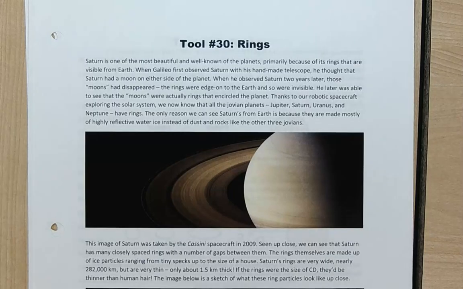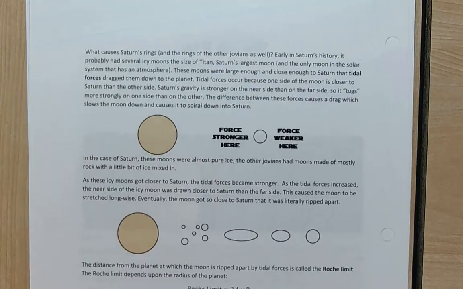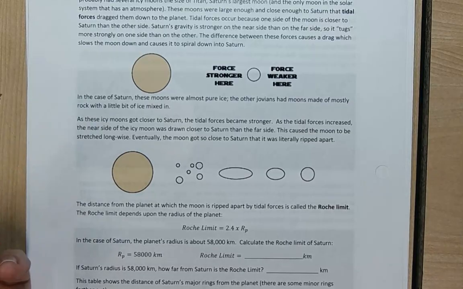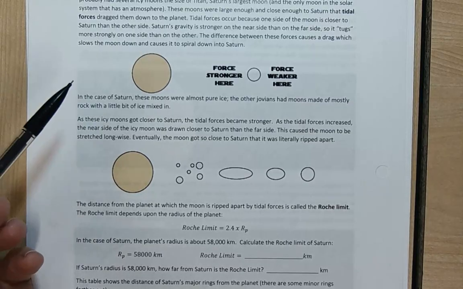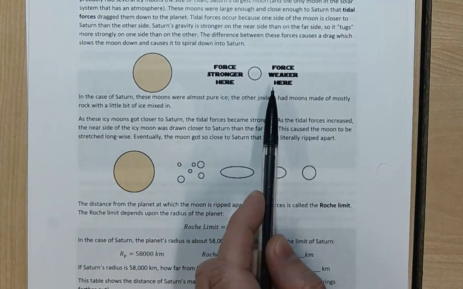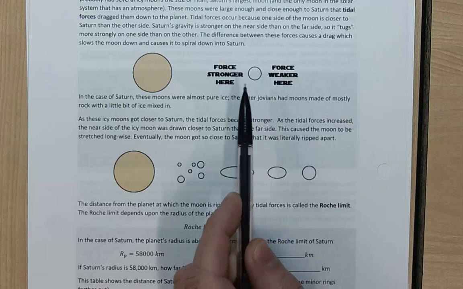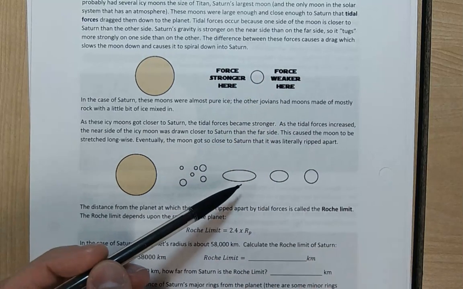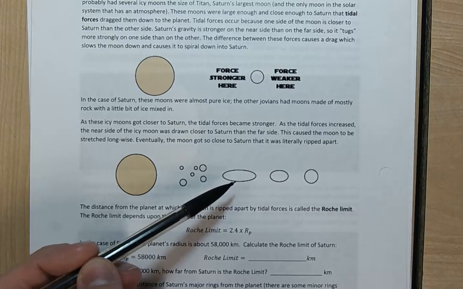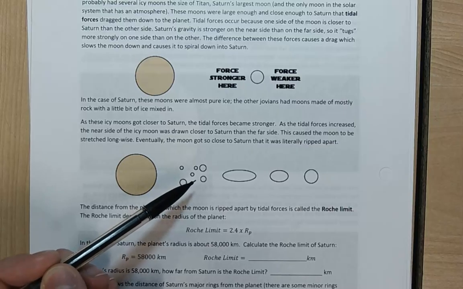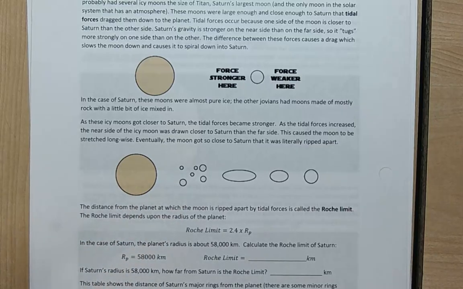Since you've read this and you've read this, the short answer is that when you're really close to a planet, the gravity gets stronger. And if the gravity gets stronger, then the difference in the gravitational pull between the near side and the far side becomes stronger. So strong that you could stretch and strain a moon, or even rip that moon apart and turn it into loose ring material.